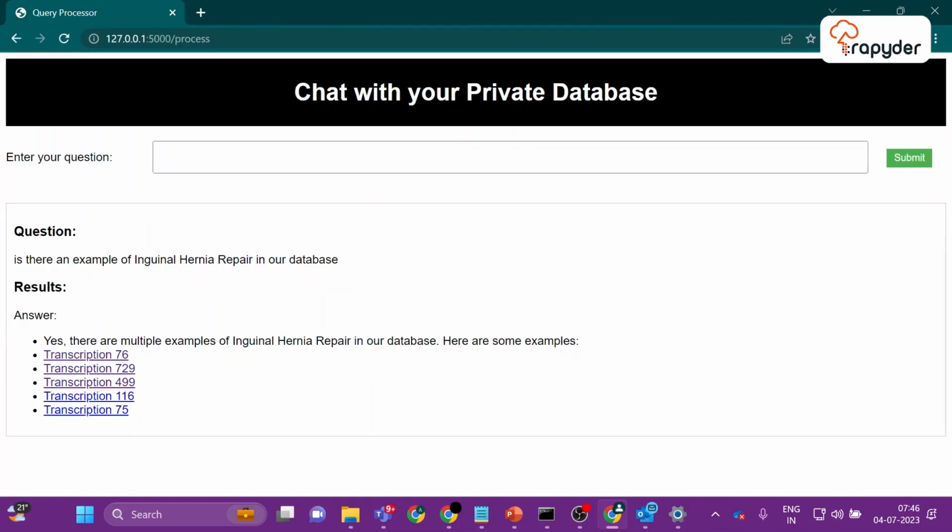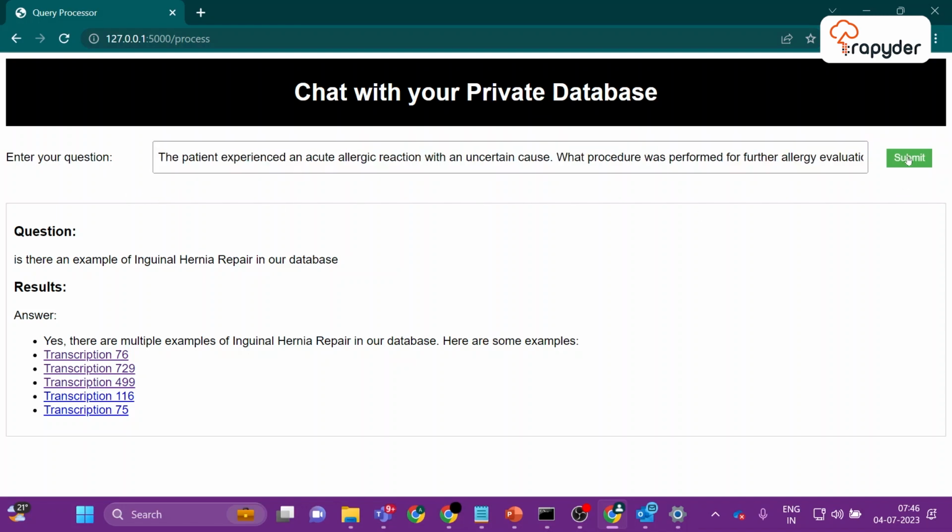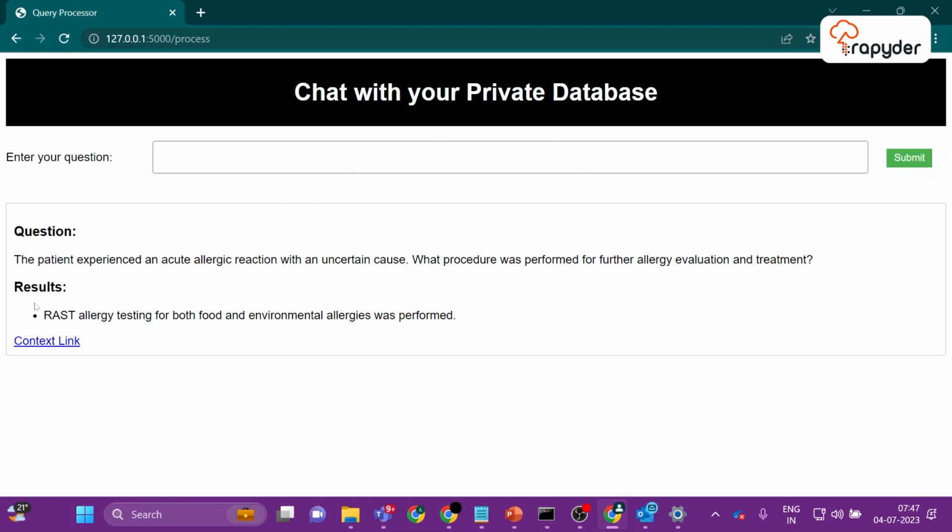Let's see a slightly more layman question a doctor can ask, to show the capabilities of our large language model. Here a doctor is asking: the patient experienced an acute allergic reaction with an uncertain cause. What procedure was performed for further allergy evaluation and treatment? He would like to know what should be the next action item in this scenario based on existing medical transcriptions. And here it is. We can tell from the response that RAST allergy testing was performed for both food and environmental allergies. It also gives a context link.